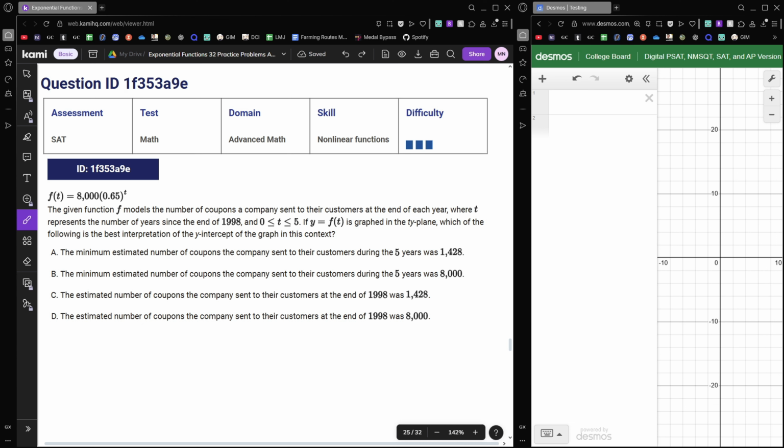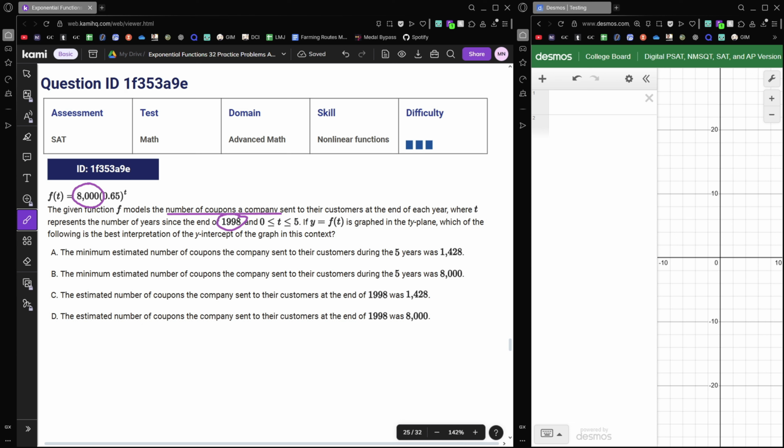Alright, so we just had a question like this, and a trick to these exponential equations is that this first number is the y-intercept. Now, in the context of word problems, that first number is also the initial value. So that means that 8,000 is the number of coupons the company sent in the first year, which is 1998. Let's go ahead and read our answer choices.